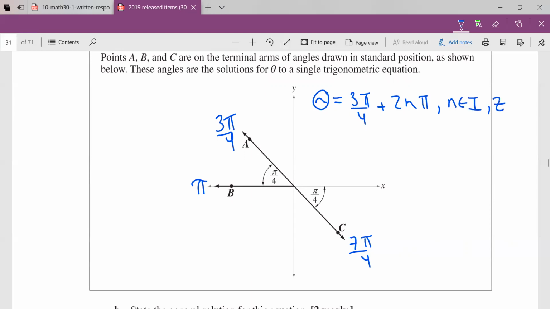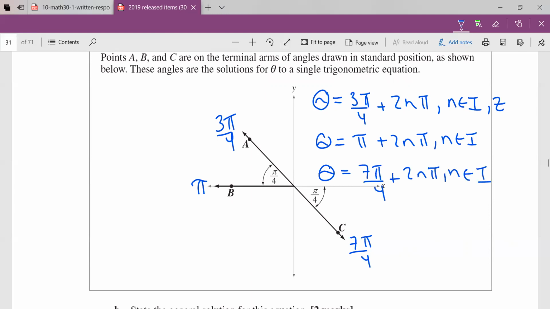You could use Z, which is the proper notation for integers, but for some reason in Alberta, we just don't write that. Don't ask me why, I don't know why. But you could use capital Z. And again, what I'm trying to say here is this is a general solution for all 3 of these. I could just do that. That is a perfectly acceptable answer where n is a member of the integers.